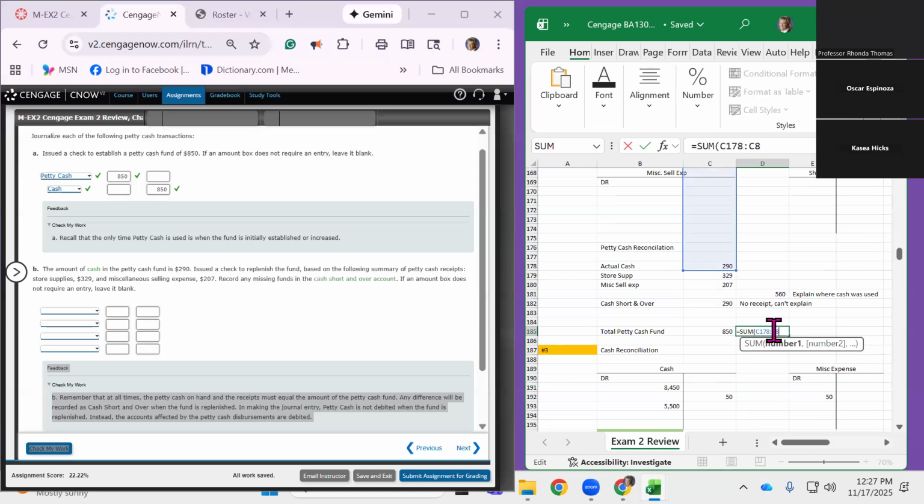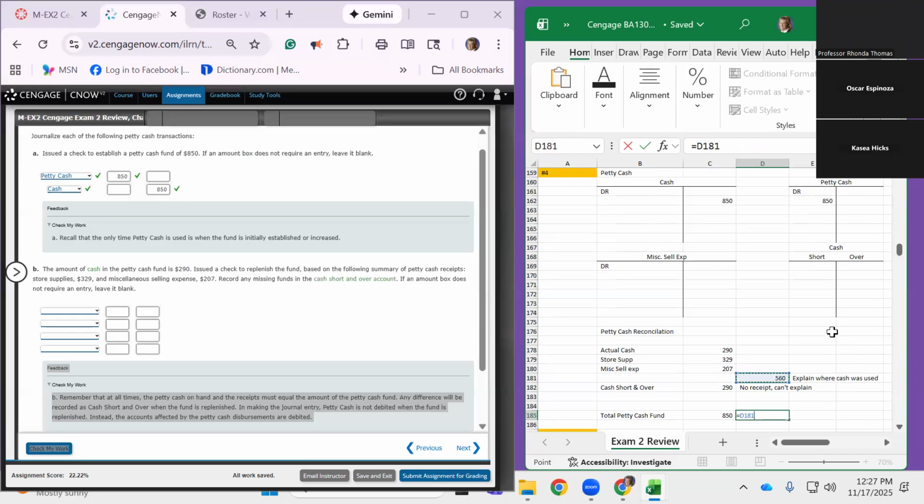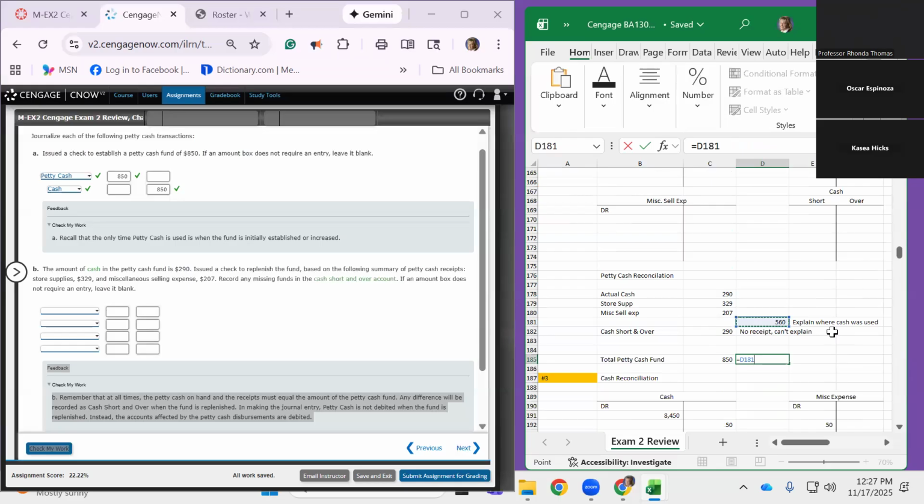That's not the right amount. Just a minute. So we can explain D81. No. Okay, what I want to do is add up these three here. Okay, equals the sum. We'll just add these up. Okay, 826. We're actually short $24.